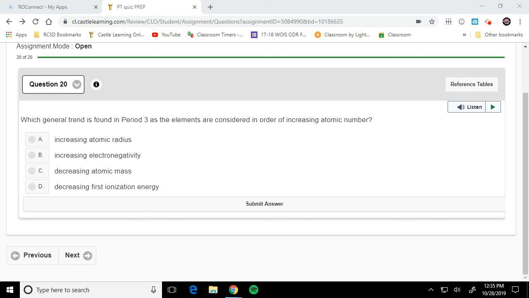Which general trend across period 3? Okay, so which general trend across period 3? I know that their atomic radius increases or decreases. You have to look it up. It actually decreases, so that's a winner. It does not increase. Increasing electronegativity, ooh. Look it up. So let's see period 3. Na is 11. Chlorine is 17.